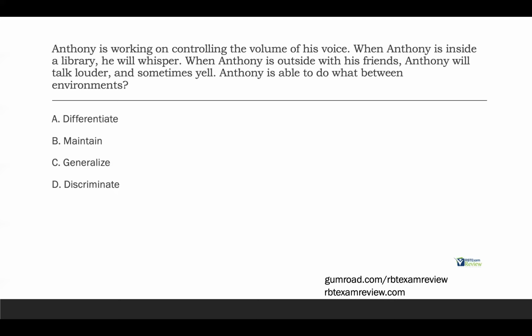Is Anthony maintaining? No, we're not looking at any sort of maintenance here. We're just looking at Anthony's behavior in different environments. Same with generalized, right? We don't know where this stuff was taught. We don't have enough information to let us know he's generalizing anything. So that leaves us with discrimination, discriminating between 2 stimuli, right? One is the library, one is the outside. In each stimulus condition, a different behavior is evoked. Therefore, he is discriminating between these 2 stimuli, the inside and the outside.